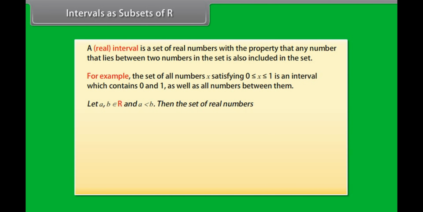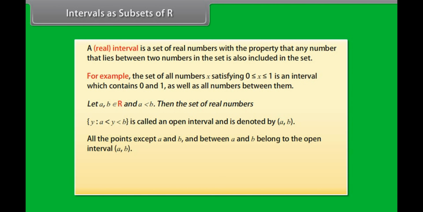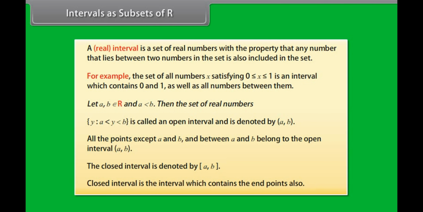Let a, b belong to R and a less than b. Then the set of real numbers y such that a is less than y is less than b, is called an open interval and is denoted by (a, b). All the points except a and b and between a and b belong to the open interval (a, b). The closed interval is denoted by this symbol. Closed interval is the interval which contains the endpoints also.